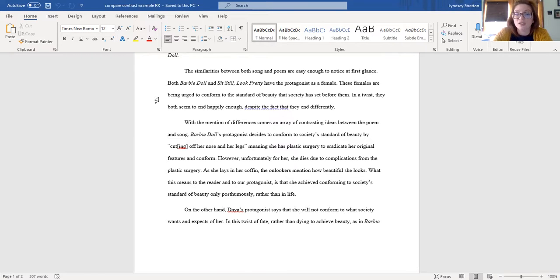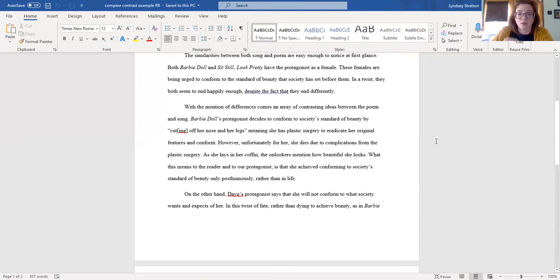With the mention of differences comes an array of contrasting ideas between the poem and song. Barbie Doll's protagonist decides to conform to society's standard of beauty by cutting off her nose and her legs, meaning she has plastic surgery to eradicate her original features and conform. However, unfortunately for her, she dies due to complications from the surgery. As she lays in her coffin, the onlookers mention how beautiful she looks. What this means to the reader is that she finally has achieved conforming to society's standard of beauty.